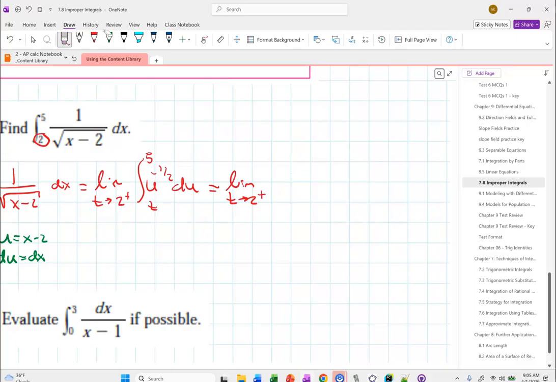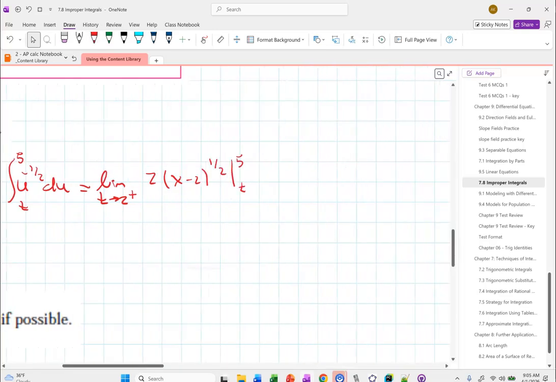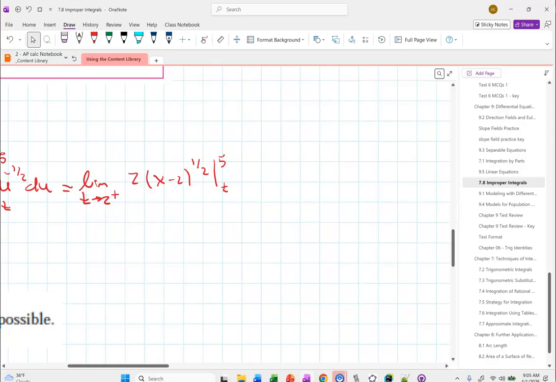And let's just cut out the middleman. Is everybody okay with what I did there to get the antiderivative? All right, and we plug some stuff in.